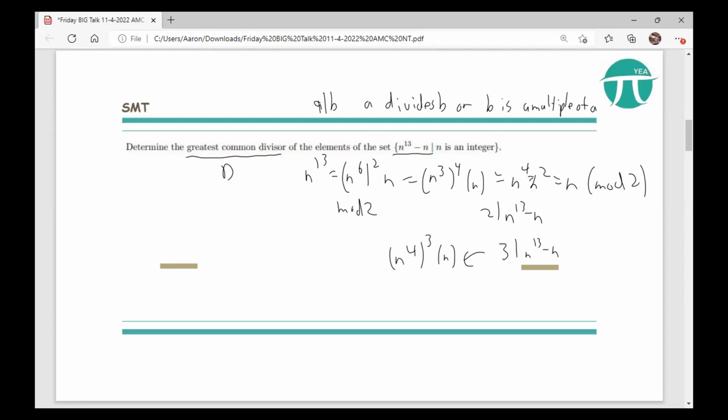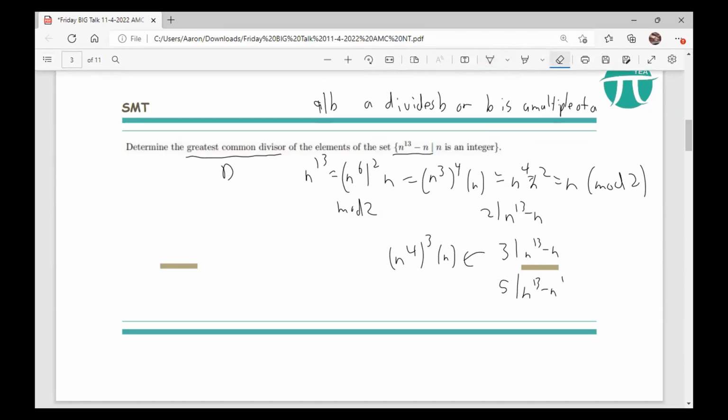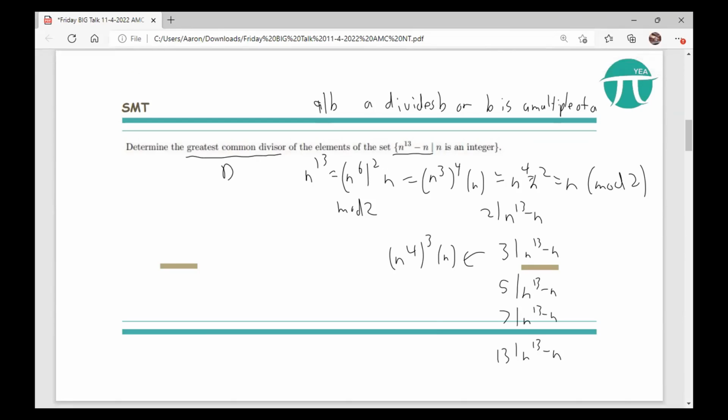Now you can do this for a lot more primes, so I won't explicitly go into how you do it. n to the 13 minus n also works for 5. It also works for 7. And of course 13 also works. And so these are all prime numbers, so the product of these 5 numbers, which is 2730, divides d.